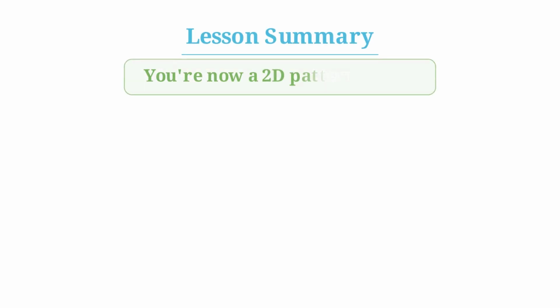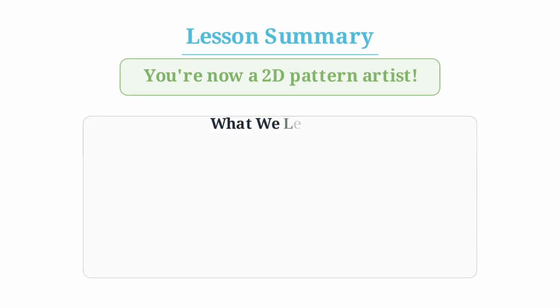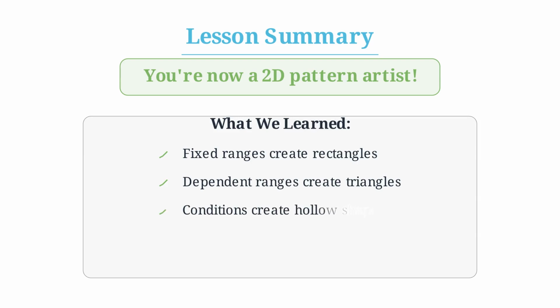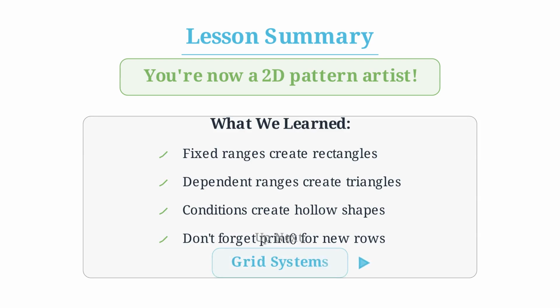Amazing work, pattern artist. Remember, fixed ranges make rectangles, dependent ranges make triangles, conditions create hollow shapes, and never forget that print for new rows. Next up, sophisticated grid systems.